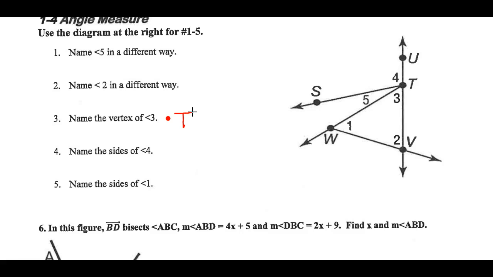Name the sides of angle 4. So I want to look closely at angle 4. It's up here. So one of the sides branches off this way. It's a ray. And then I have my other side of that angle 4, this right here. So these are both rays, and they are rays T. We have ray TS, and we have ray TU.